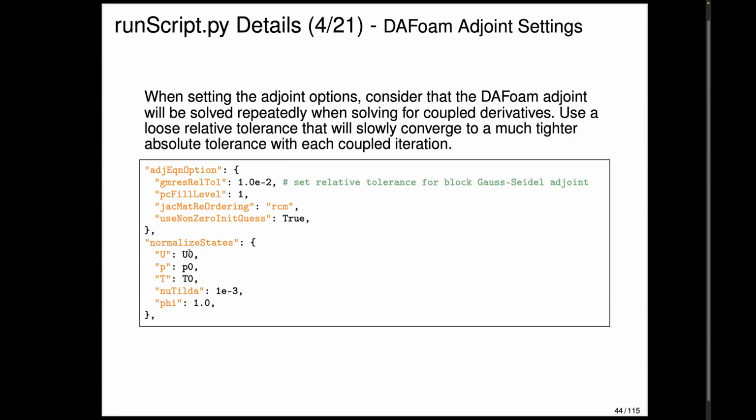The normalized states are the same. So you can set those essentially to the free stream values for velocity, pressure, temperature, and then you can use something around the same order of magnitude for viscosity.